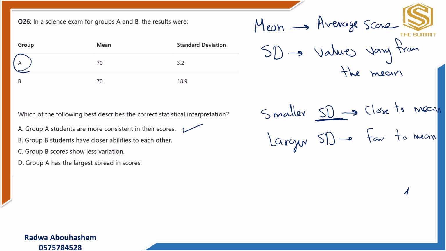Yes. Group B students have closer abilities to each other. No. Group B scores show less variation. No, they show the greatest variation. Group A has the largest spread in the score. No, they are around the 70. So the only choice here is Group A students are more consistent in their scores.